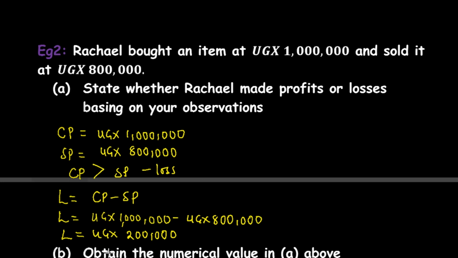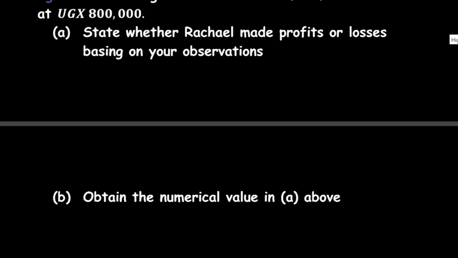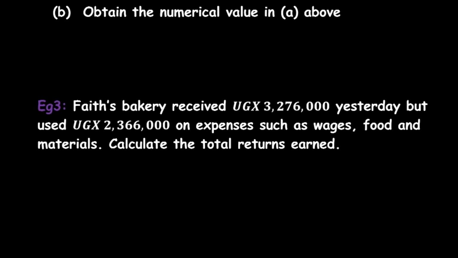Example number 3. Faith Bekalen received 3,276,000 yesterday, but used 2,366,000 Ugandan shillings on expenses such as wages, food, and materials. Full stop. Calculate the total returns.